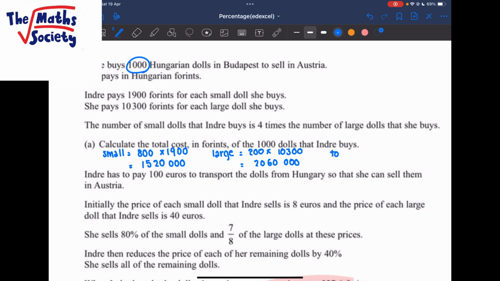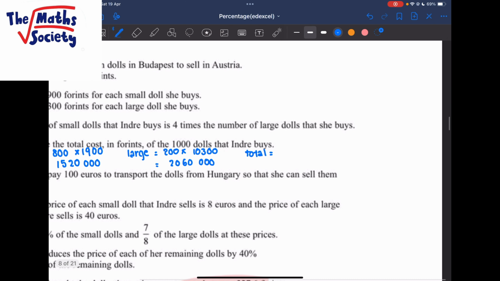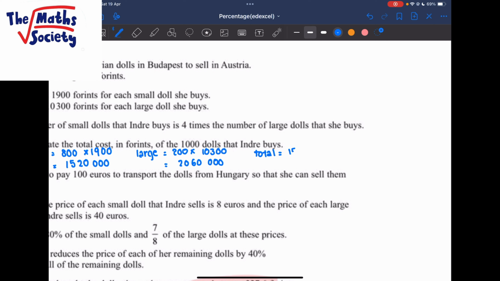So we want to know the total cost in forints. So that would be 1,520,000 plus 2,060,000. That will give you a total of 3,580,000 forints. So that's the amount.